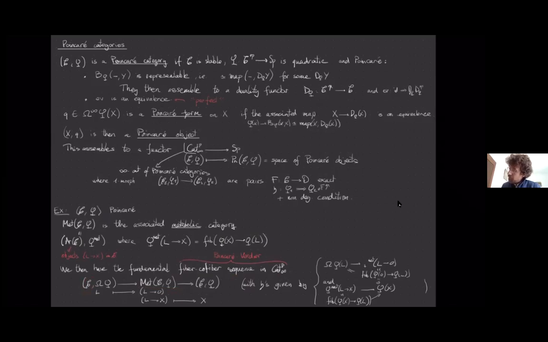So I will not give details about this, but you have obvious natural transformations, and this gives you a sequence. And it happens to be both a fiber sequence and a cofiber sequence in the infinity category of Poincare infinity categories. And we call this a Poincare-Verdier sequence. It means a fiber-cofiber sequence in there.